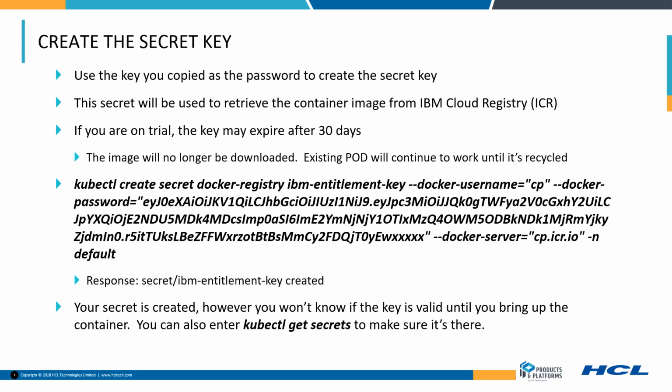If you are on trial, the key may expire in 30 days. It will only affect new pods or when a pod is recycled. It won't affect existing running pods. Enter this command with your key to create a secret. You should see a response that the secret has been created. You can also verify the secret has been created by entering the kubectl get secrets command.